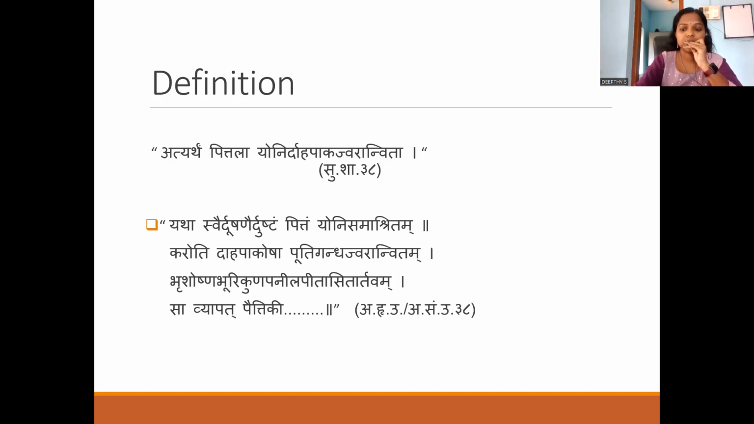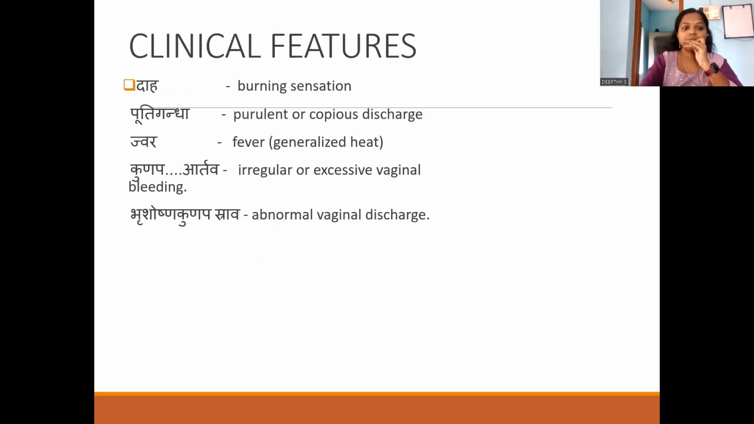Yada swaya dushane dushtam pittam yoni samashridam. Then what are the symptoms of Paithiki yoni vyapath? The symptoms are daha, pudigandha, jwara, kunaba artava, krishoshna kunaba srava. Daha means burning sensation can be seen in a lady with Paithiki yoni vyapath. There may be purulent or copious vaginal discharge. Then she may be affected with a fever. Then there may be irregular or excessive vaginal bleeding. Then abnormal vaginal discharges are seen.